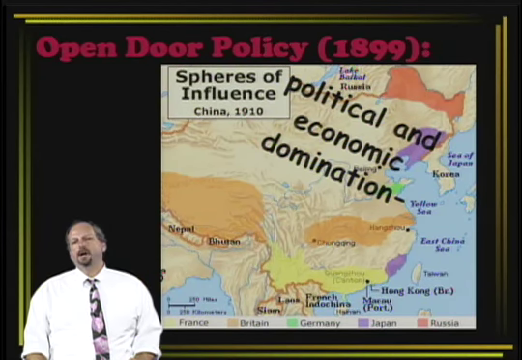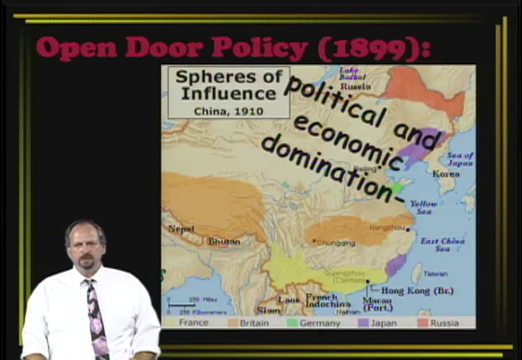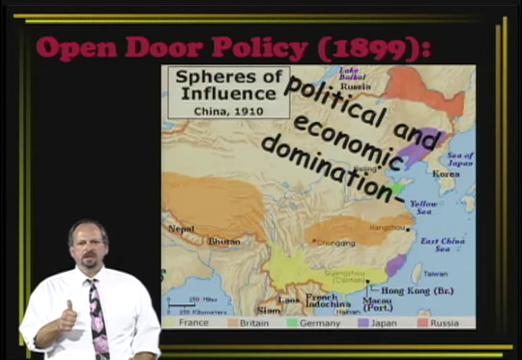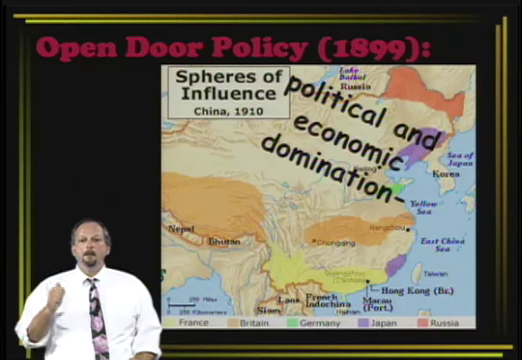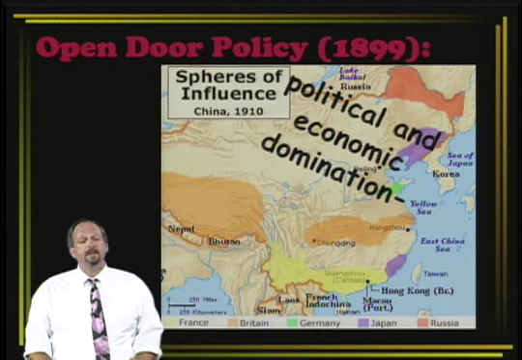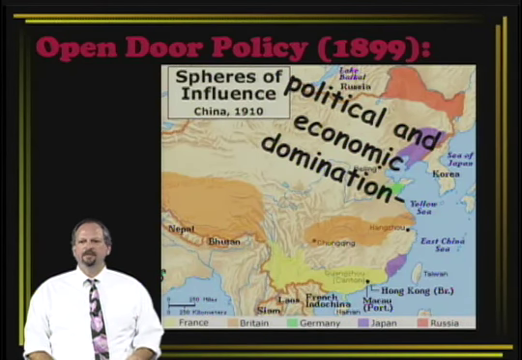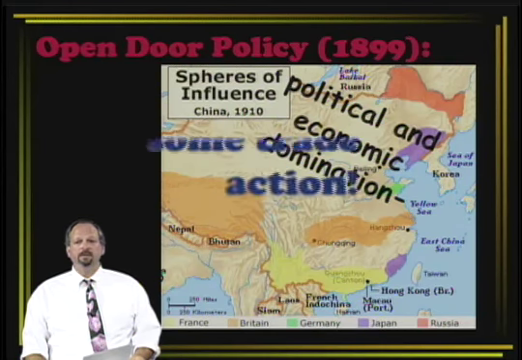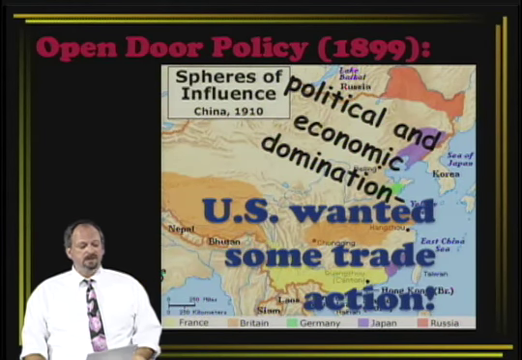While technically China was its own country, these spheres of influence dictated not just the economy and who was allowed to trade, but also what laws were going to be obeyed. If you were in the British area, which is orange on the map, you obeyed British law, not Chinese law. If you were in the yellow area, which was dominated by France, you obeyed French law. And that goes the same for Germany, Japan, as well as Russia. Notice that America did not have a sphere of influence, and the United States wanted some action.